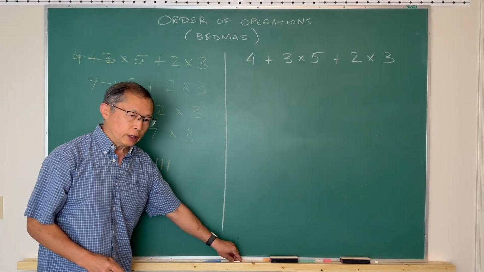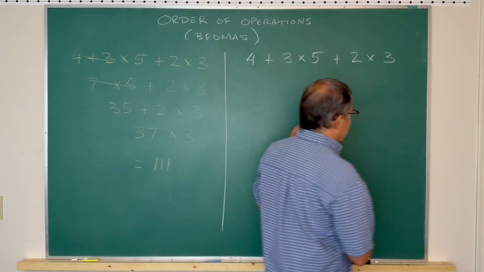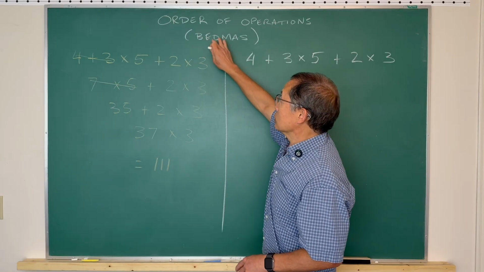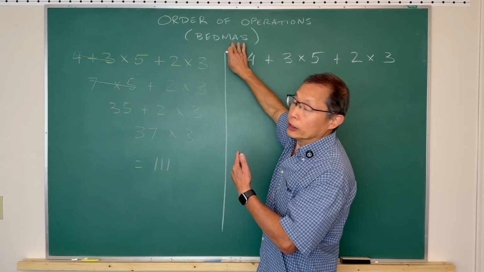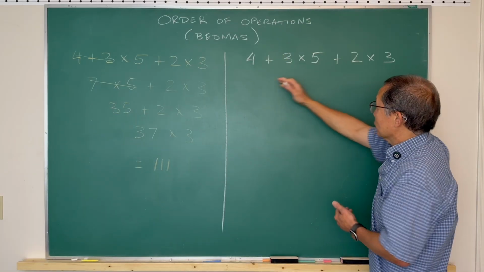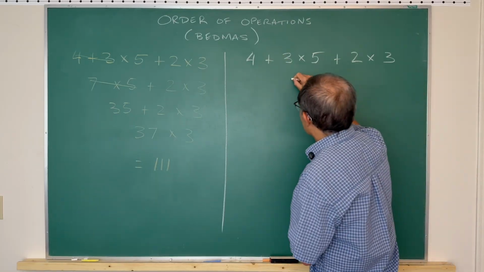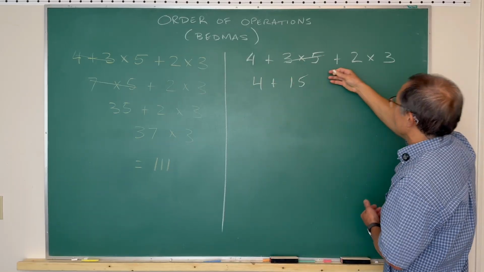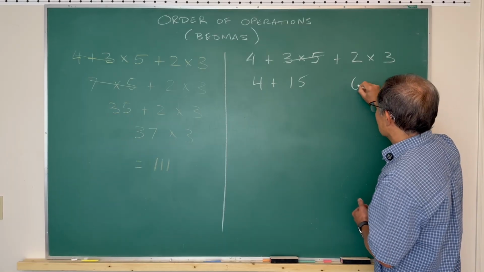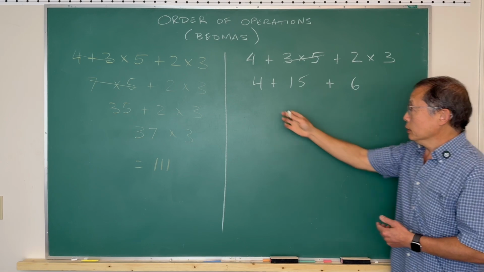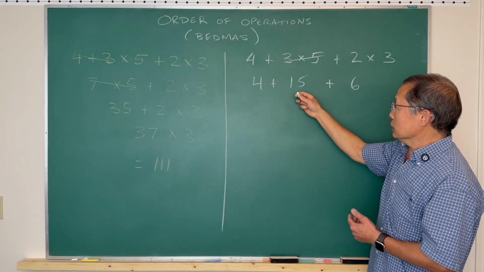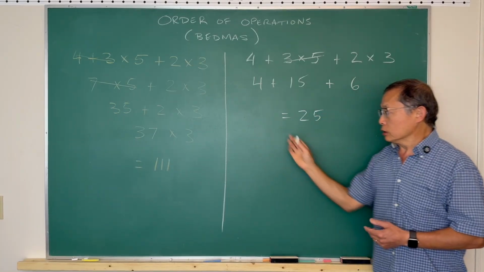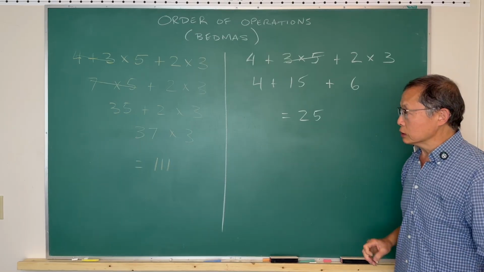Now let's take a look at the right-hand side. In many math classes, people will remember that you've learned to do brackets, exponents, divisions and multiplications from left to right, additions and subtractions from left to right. So that would mean we have to do 3 times 5 first, which is 15. We still have the 4 plus that. And then we can do these two at the same time. Plus 2 times 3 is 6. So now 4 plus 15 is 19. 19 plus 6 is 25. And you can see that we, of course, get two very different answers.